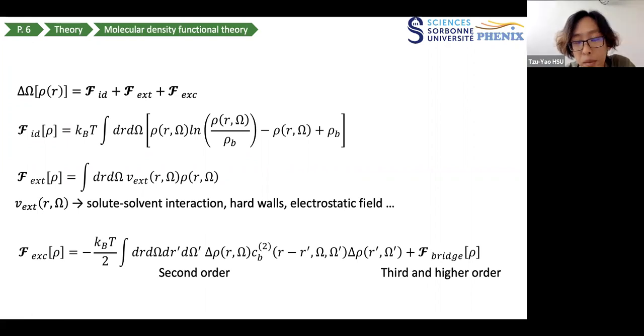We collect third and other higher order free energy functional terms together, and we call them the bridge functional. And the second order is written here with the two-body direct correlation function of the homogeneous bulk fluid as a key parameter here.